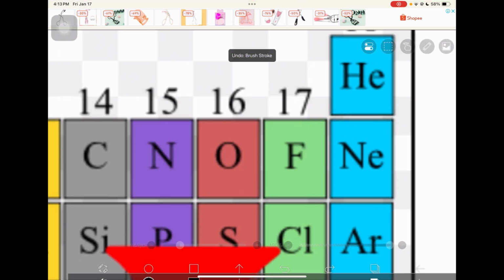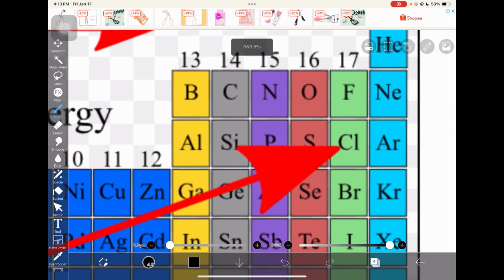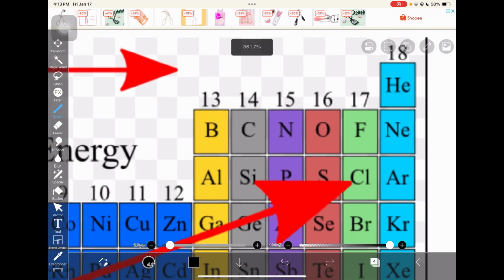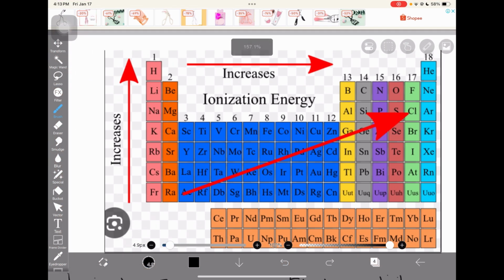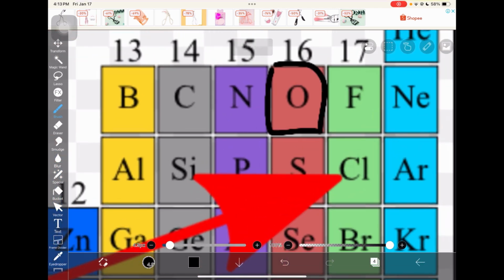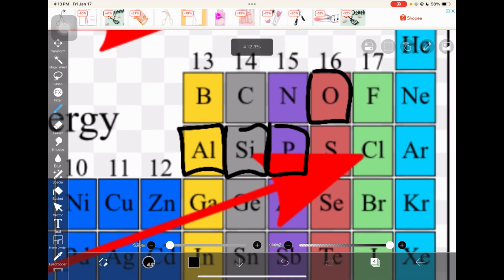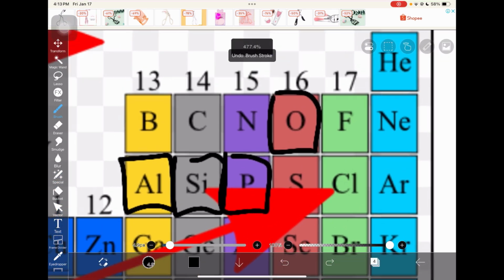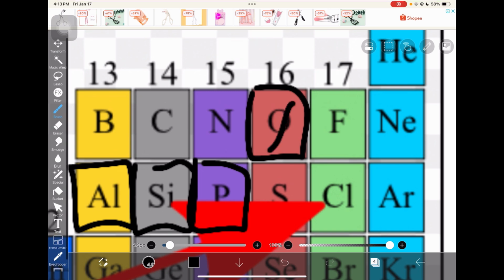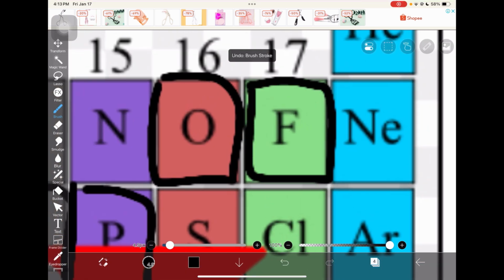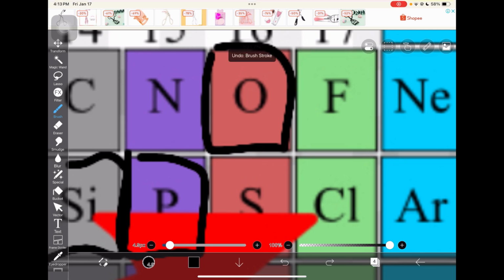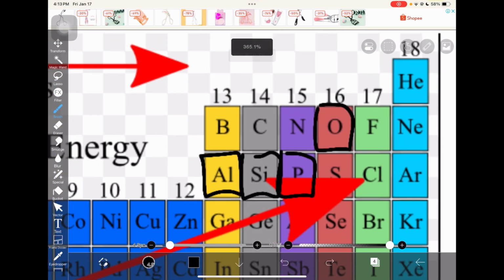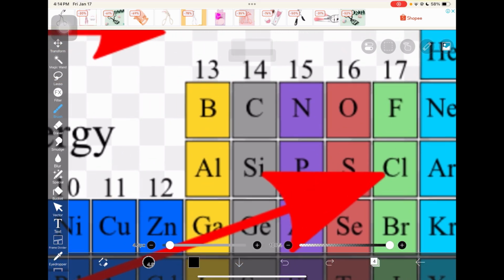Once again, the same thing applies even if they're not on the same period. Oxygen, phosphorus, silicon, aluminum. Which one has the least electronegativity? Aluminum. Which one has the most electronegativity? Oxygen. Remember that fluorine is always a good indicator. So this time you want to be as close to fluorine to have as much electronegativity or ionization energy.